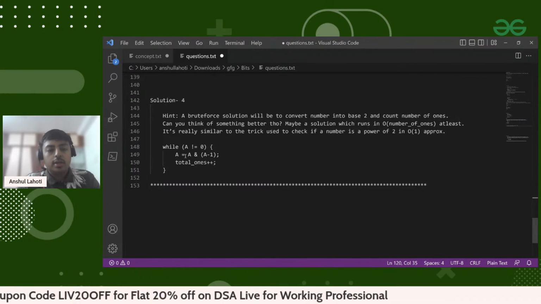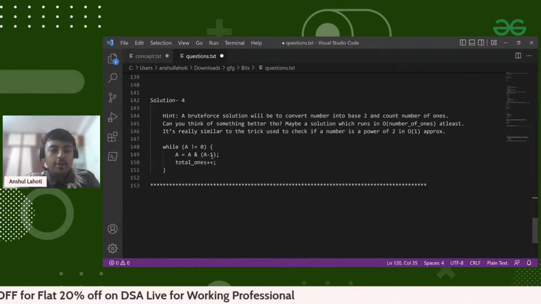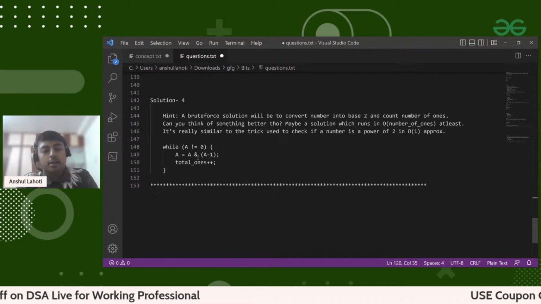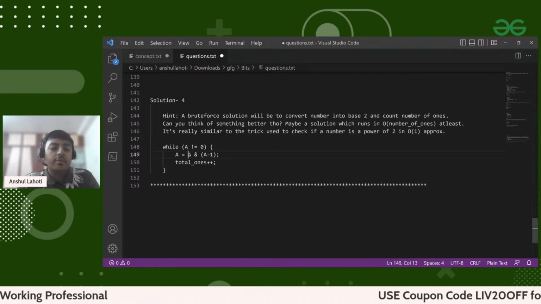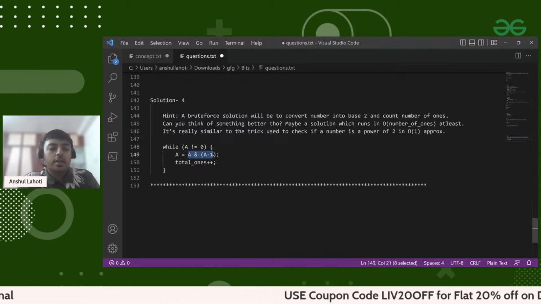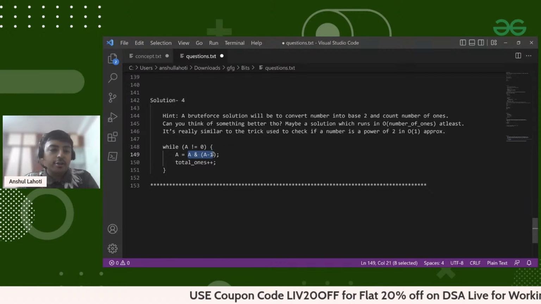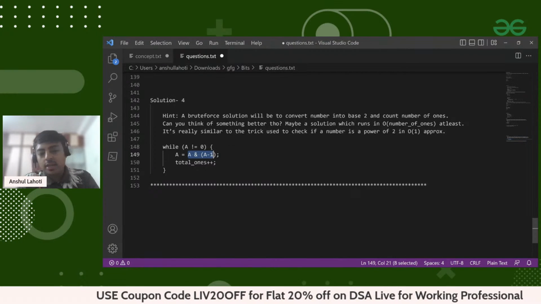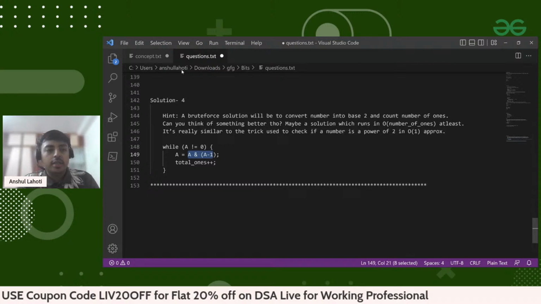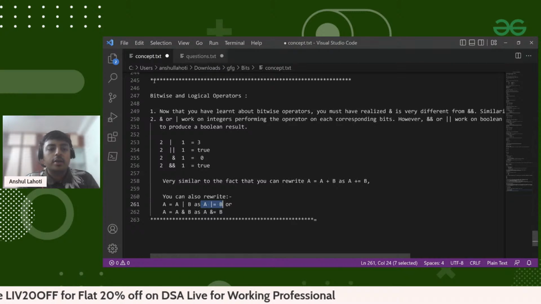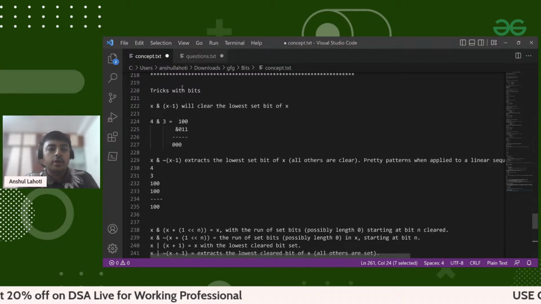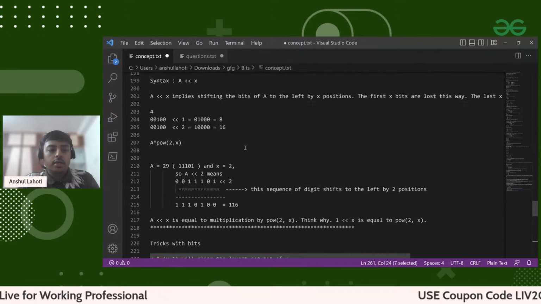Like, have we seen something here, right? A and A minus one. Like, did you get something here? We see here A and A minus one. I will let you know what A and A minus one means.